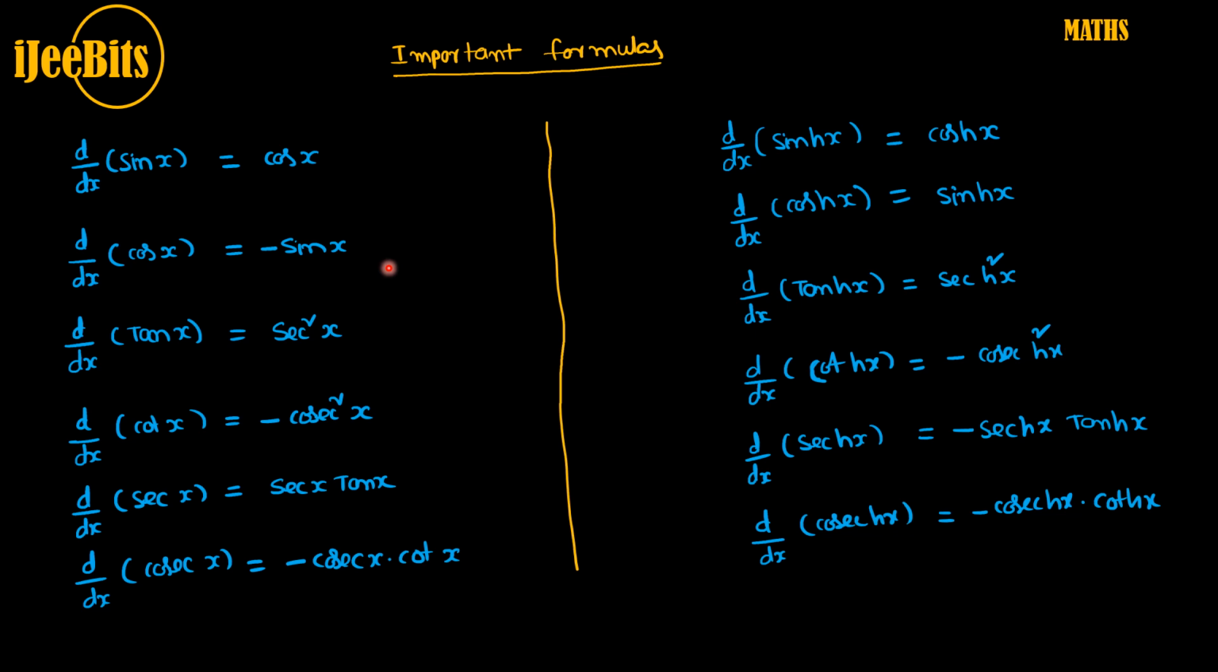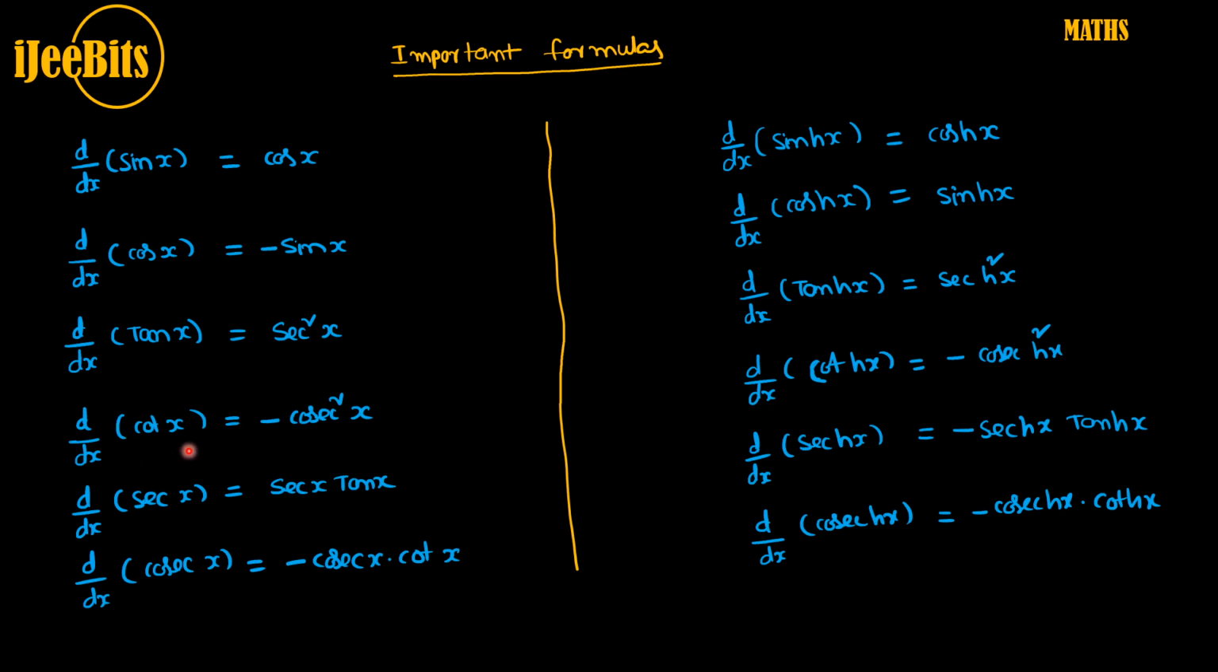Well, let's see the trigonometric functions. We have sin x, cos x, tan x, cot x, secant x, cosecant x, right? Let's differentiate each one of them. So the formulas would be: d by dx of sin x is cos x. d by dx of cos x is minus sin x. d by dx of tan x is secant square x.